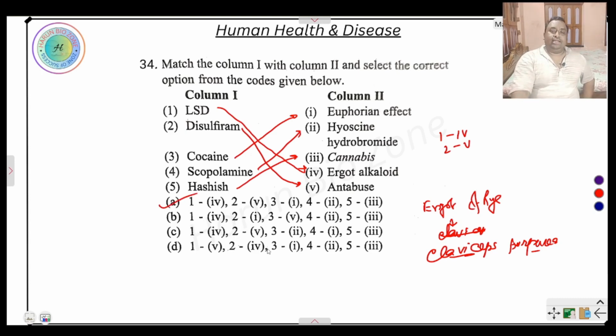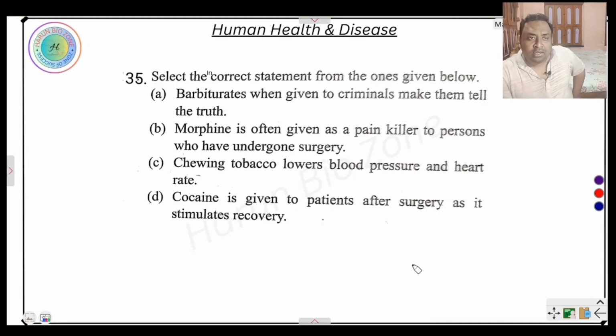So here LSD is an ergot alkaloid from Claviceps purpurea. Then disulfiram is antabuse. Cocaine has a euphoric effect. Scopolamine is hyoscine hydrobromide, and hashish is from Cannabis sativa, that is marijuana.